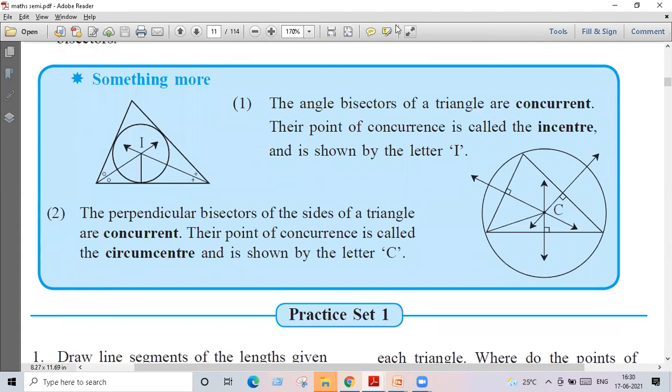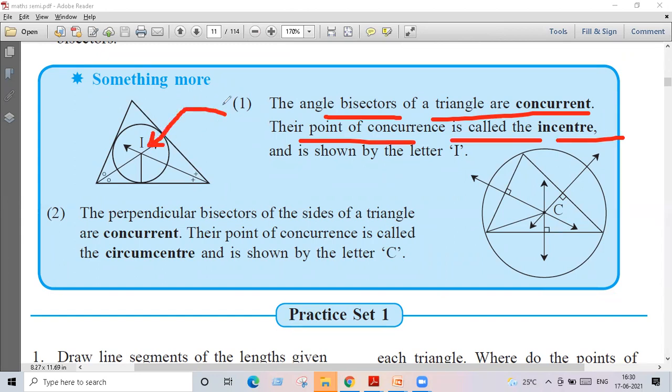The angle bisectors of a triangle are concurrent, and their point of concurrence is called the incenter. It is called the incenter, therefore it is denoted by the letter I. And then the perpendicular bisector.